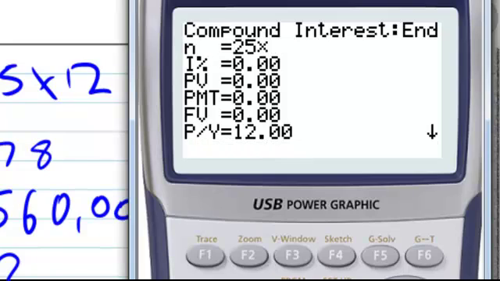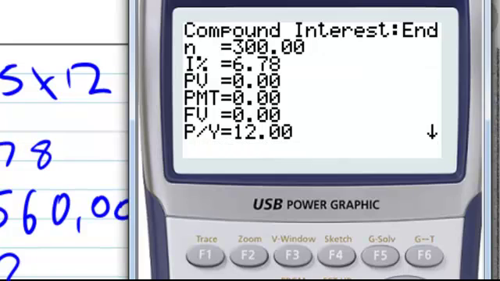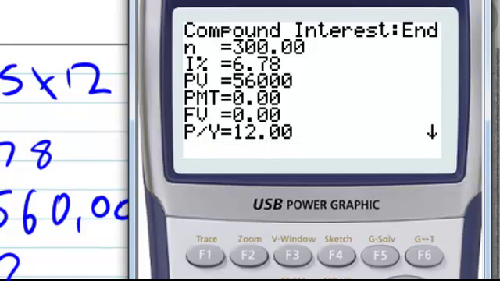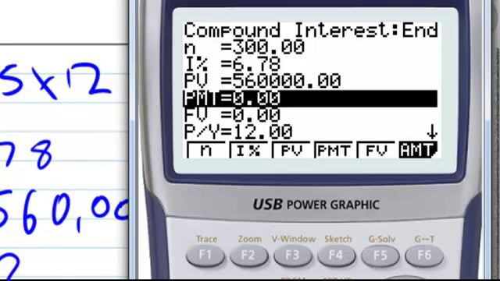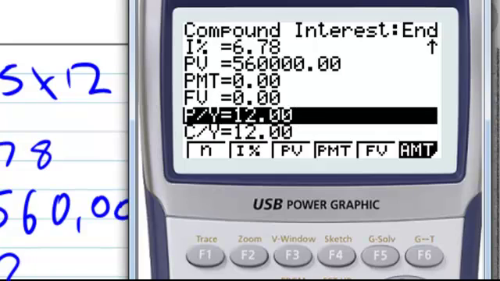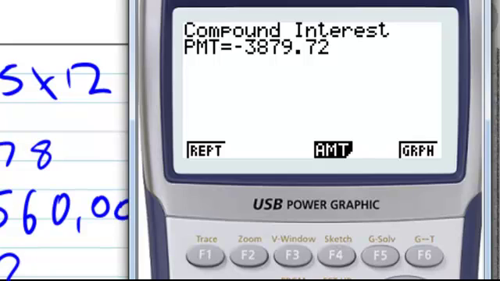So 25 times 12 will give us our N. Our I is 6.78. Our present value is how much we've borrowed for the house, which is $560,000. Our payment we don't know, future value is 0. We scroll down, check payments per year of 12, compounding periods per year of 12, so that's cool. We're trying to find the payment, because the question is asking how much is each payment. Payment is F4, so you hit F4 and it'll give us a payment of $3,879.72.